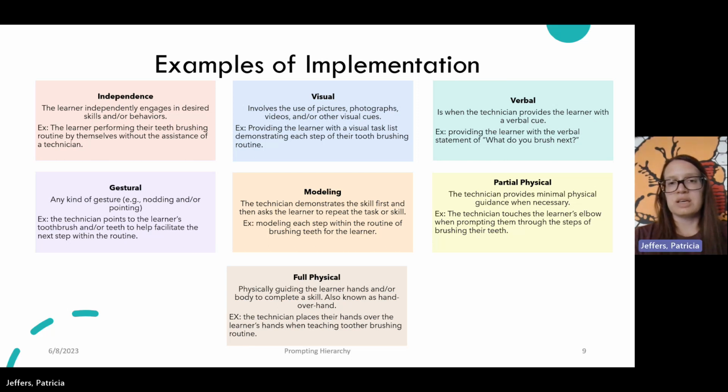Full physical prompting is physically guiding the learner's hands and/or body to complete a skill. This is also known as a hand-over-hand procedure. An example would look like the technician placing their hands over the learner's hands when teaching the toothbrushing routine by physically moving the toothbrush back and forth along the individual's teeth.